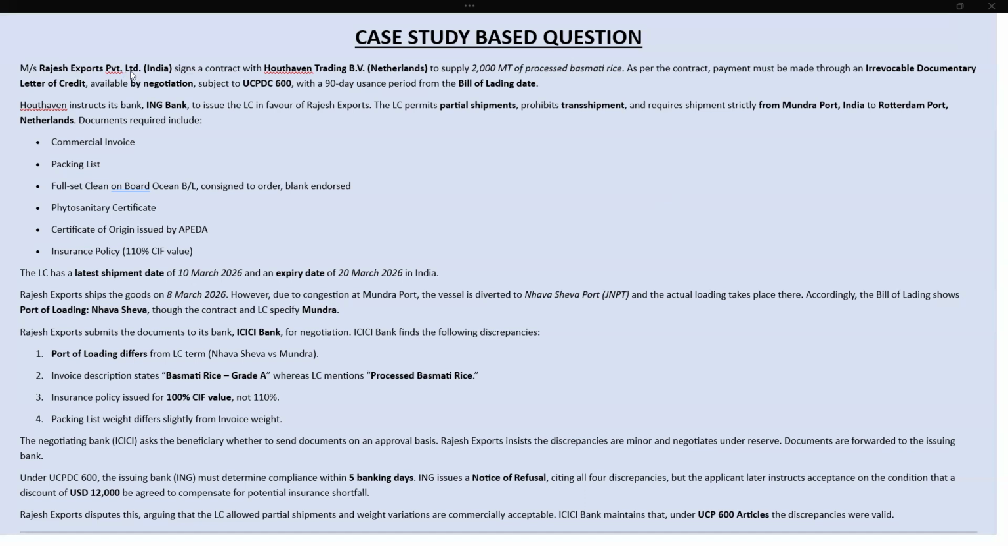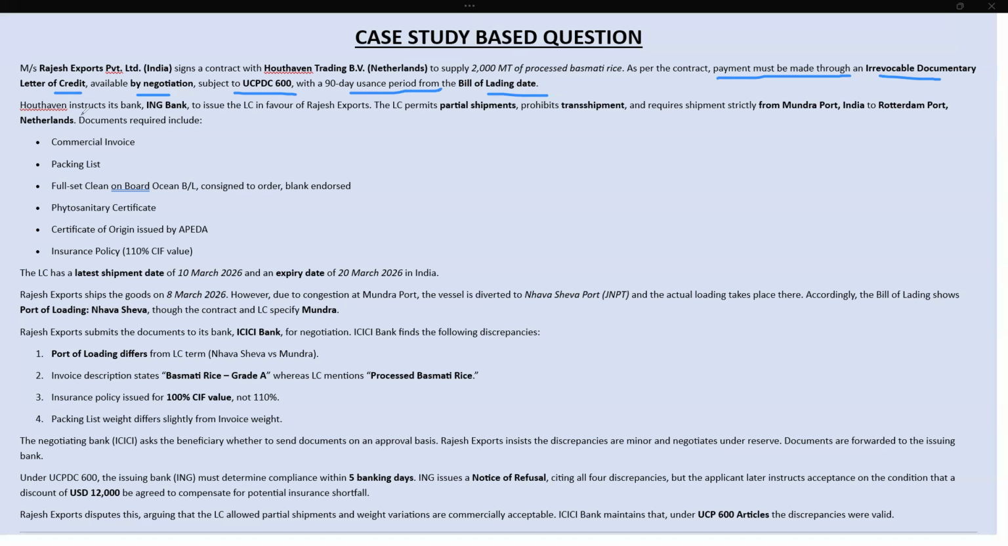This is a case study of Rajesh Export Private Limited, India. It signs a contract with Hot Haven Trading BV, Netherlands, to supply 200 metric tons of processed basmati rice. As per the contract, payment must be made through an irrevocable documentary letter of credit available by negotiation, subject to UCPDC 600, with 90 days usance from the bill of lading date.